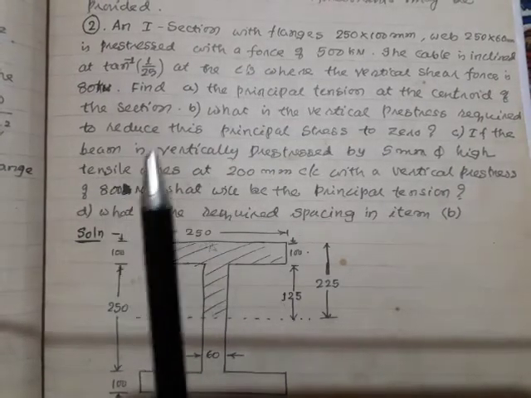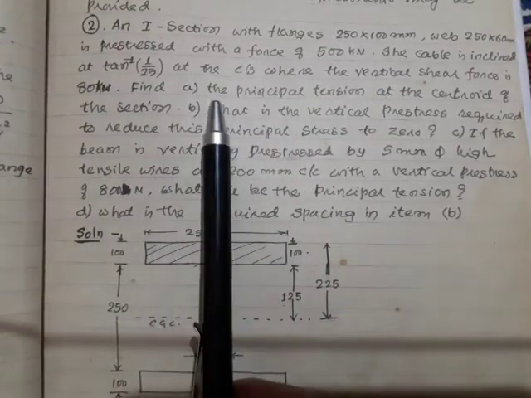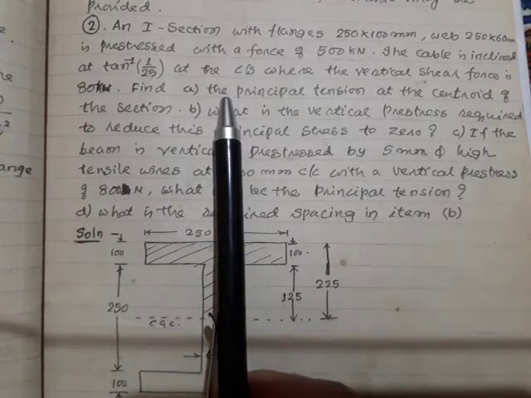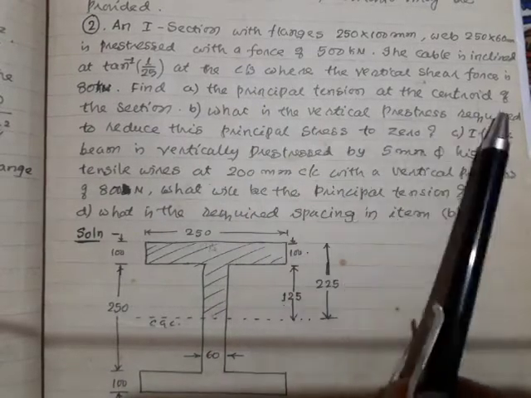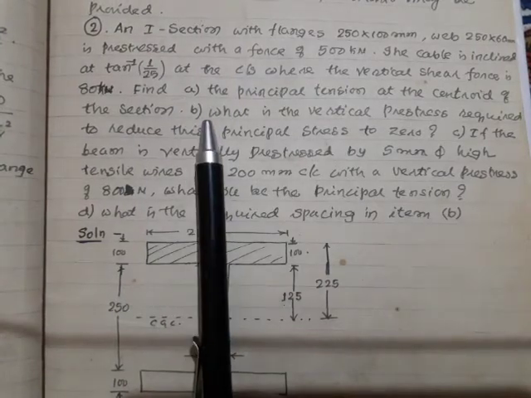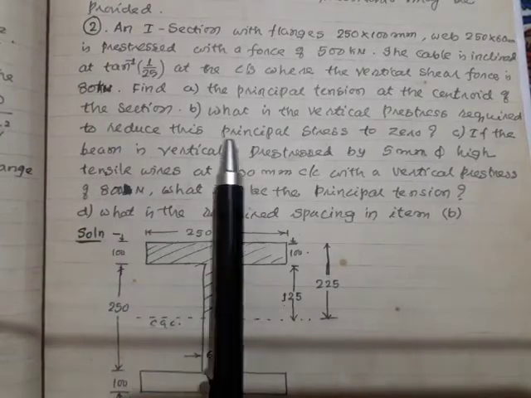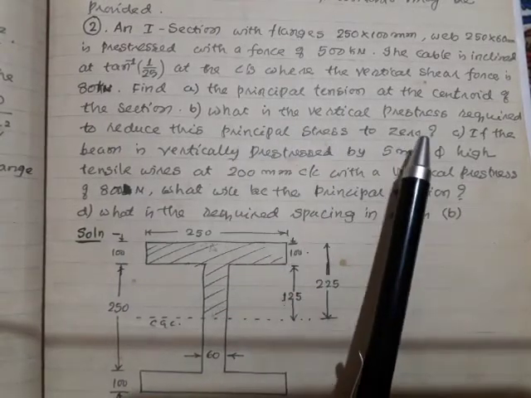See now, in this second problem, I think we have completed this A part. In the sense, he has asked you to find out the principal tension at the centroid of the section. That we have done. Now what he has asked is B: what is the vertical pre-stress required to reduce this principal stress to 0?